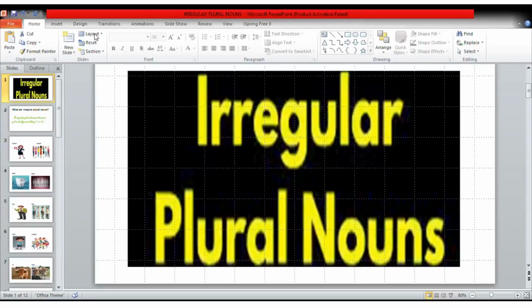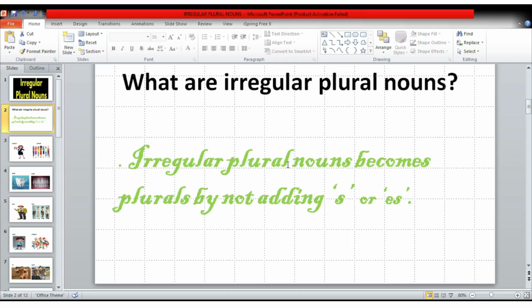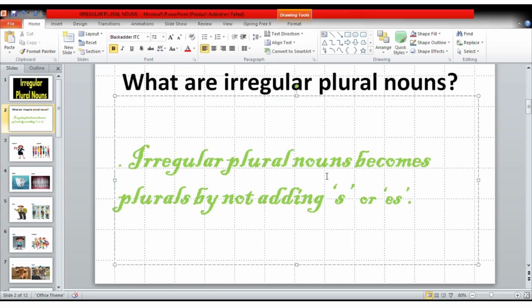To this lesson where I am going to teach you about irregular plural nouns. What are irregular plural nouns? These are words that when you're making them plurals, you don't have to add s or es, but these words change the spelling, okay? When you're making them plural, you don't add s or es, but the word changes its spelling. And in most of these irregular plural nouns, you only need to memorize them, okay?